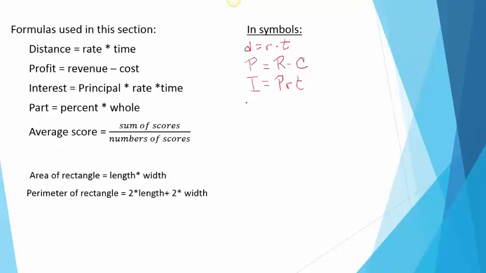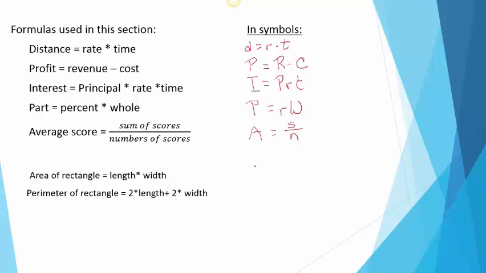For the percent things, the part is equal to the percent, which we usually call R for rate. Rate and percent are very interchangeable, so they use R, times the whole, and it's a capital W that they use in our book. Average score is when we take the average of something, which is equal to the sum of the scores divided by the number of scores you have, and that's how you find average. You add all the scores up, divide them by how many there are, and that gives you your average score.